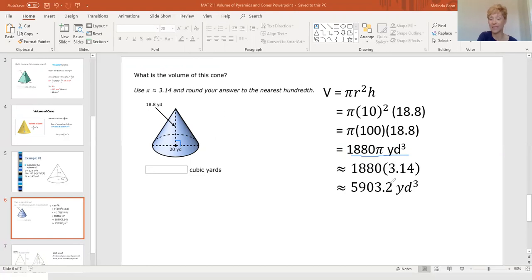I only got a tenth. I didn't get any hundredths. I don't need to round it. But they're probably expecting me to have a number in the hundredths column. So do you see that I don't have any hundredths? But if I put a 0 there, I still don't have any hundredths. So they might be expecting me to type this answer in there rather than 5,903.2.